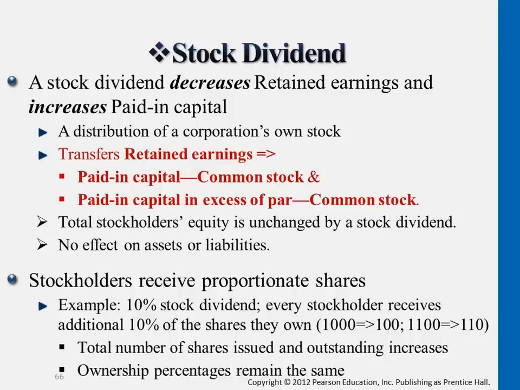Okay, the right side will be common stock, and if the issue price is different from par value, then there's also paid-in capital in excess of par. So it's almost the same entry as how we issue regular stock to the public, except that now we're not collecting cash from the public, we're actually giving the stock away as a gift to shareholders. So we're using up the company's own retained earnings to issue the stock.